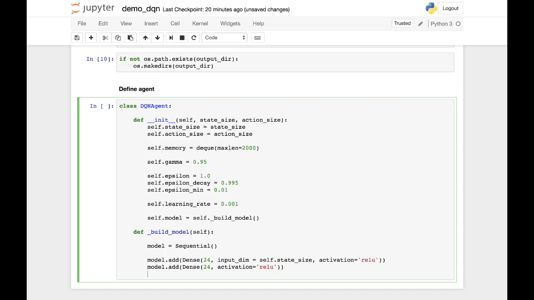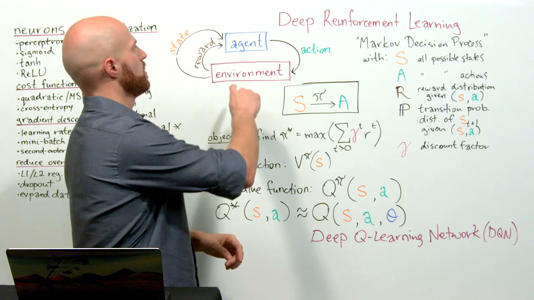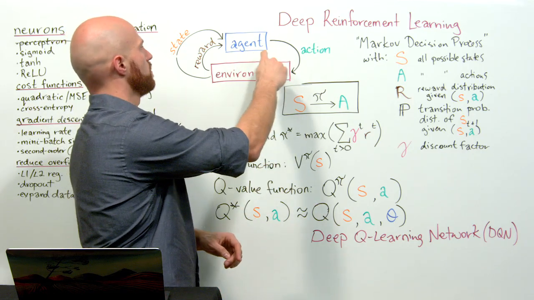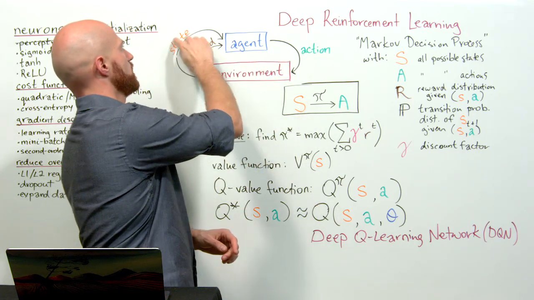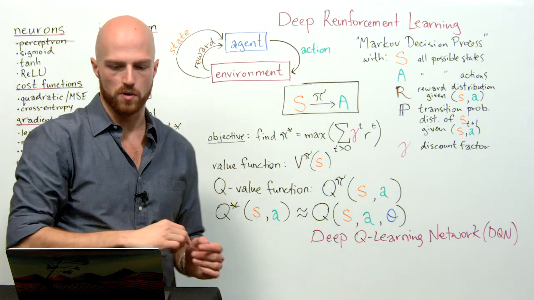That's actually it for our hidden layers. It's a relatively shallow neural network, actually, because now we're going to define our output layer, which has as many neurons as we have possible actions. So this model is sitting here in the middle between taking states as inputs and actions as outputs.